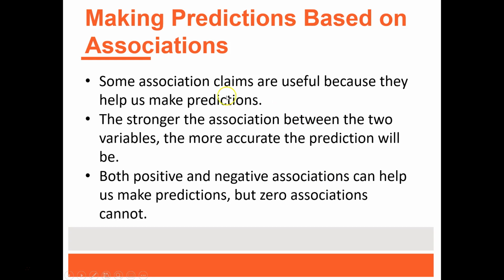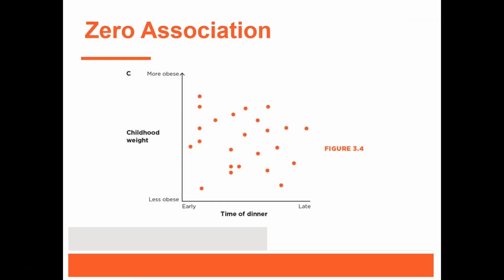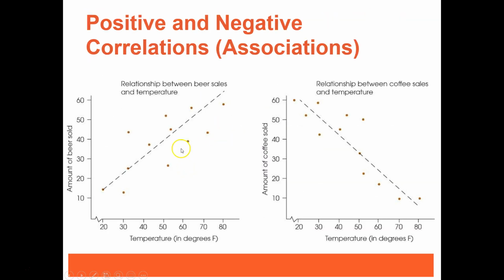Now, you can make predictions based on associations. Association claims can be useful because they help us make predictions. The stronger the association between the two variables, the more accurate your prediction will be. And when we talk about stronger associations, we mean that here's what we call a regression line, or the line of best fit through all of our data points.